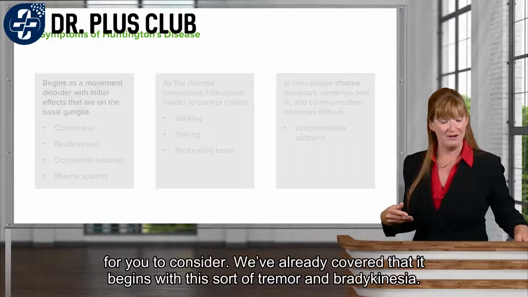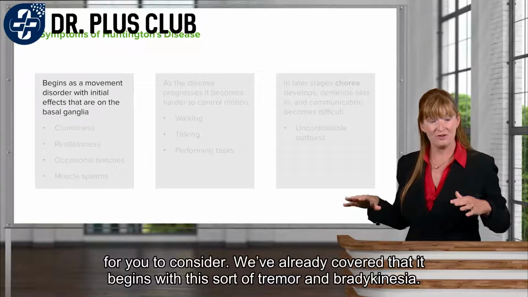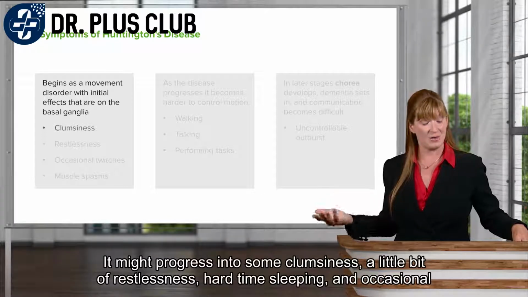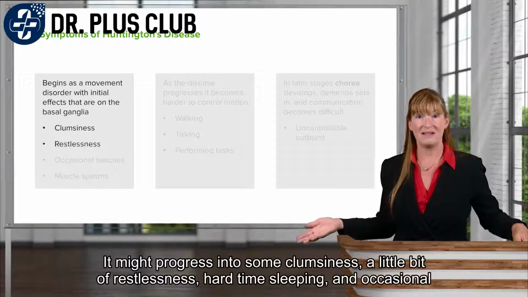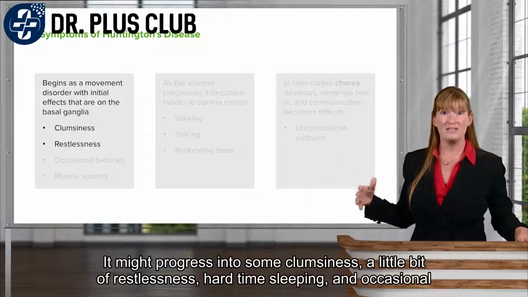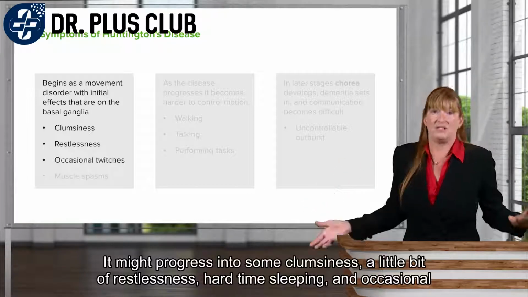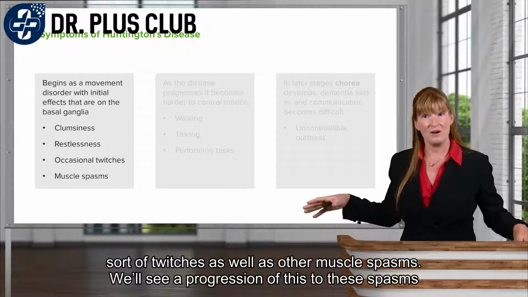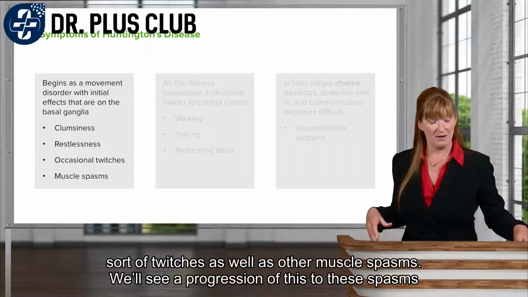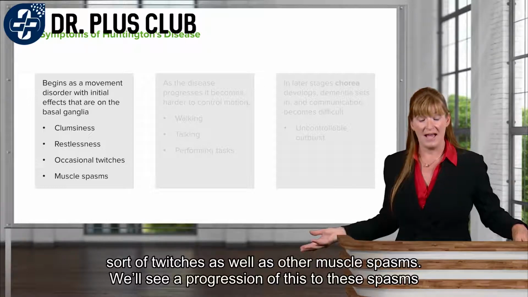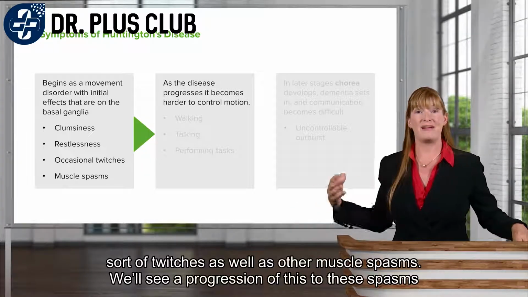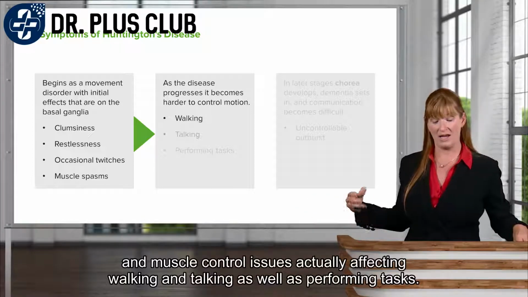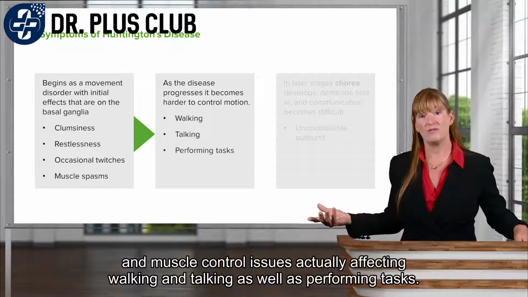We've already covered that it begins with this sort of tremor and bradykinesia, might progress into some clumsiness, a little bit of restlessness, hard time sleeping, and occasional sort of twitches, as well as other muscle spasms, right? So we'll see a progression of this to these spasms and muscle control issues actually affecting walking and talking, as well as performing tasks.